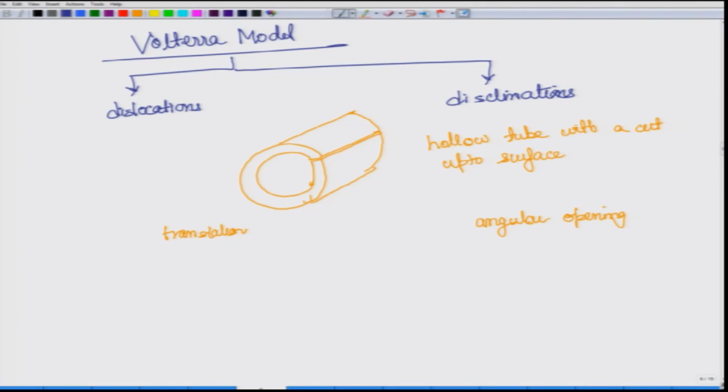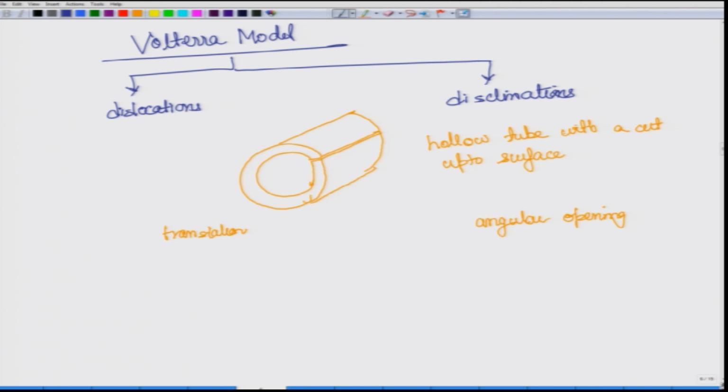So, we started with the Volterra model, which not only describes dislocation and disclination, but will also be able to distinguish between dislocation and disclination. And the first distinction that we said, we have not yet shown it, is that in this Volterra model, where you take a hollow tube and take a cut, if the two faces have only a translation, it is dislocation, and if it has an angular opening, then it is disclination.